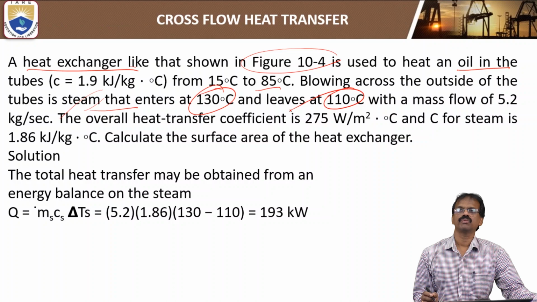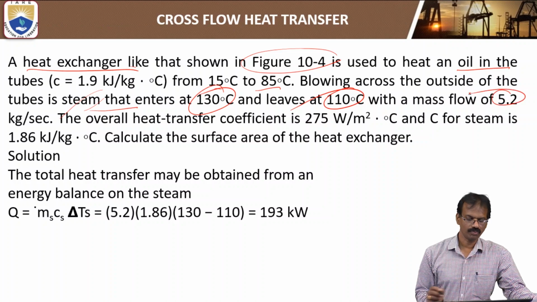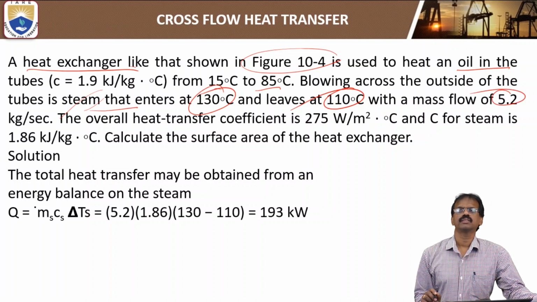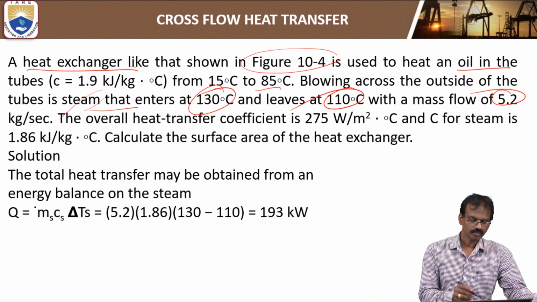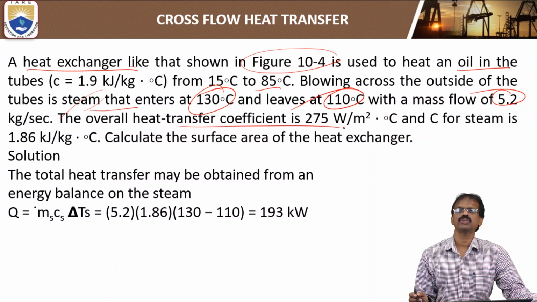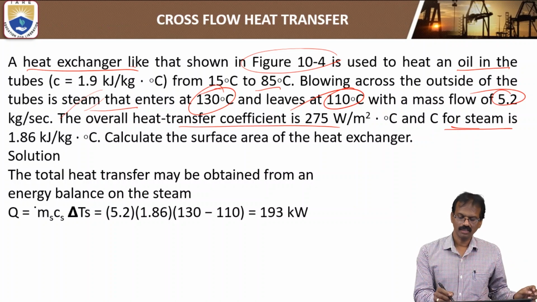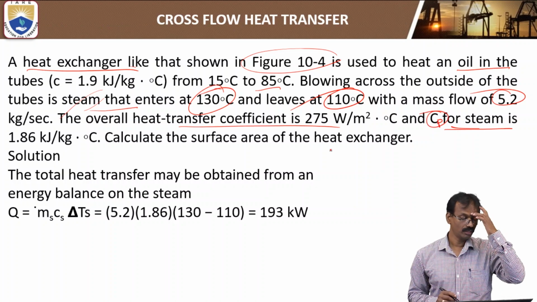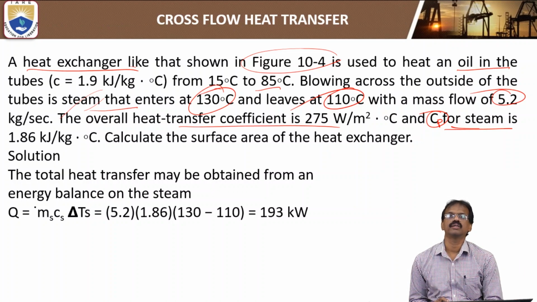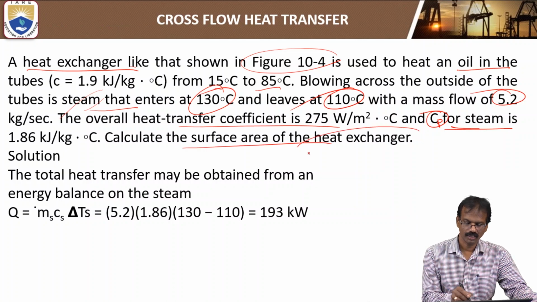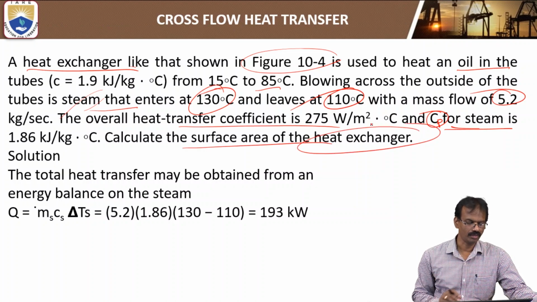Celsius with the mass flow rate. The mass flow rate of the steam is also given, 5.2 kg per second. The overall heat transfer coefficient is equal to 275 watt per meter square degree Celsius. The specific heat of the steam is also given, that one is 1.86 kilojoule per kg Kelvin. Okay, so calculate the surface area of the heat exchanger. Here you have to find out the surface area of the heat exchanger.